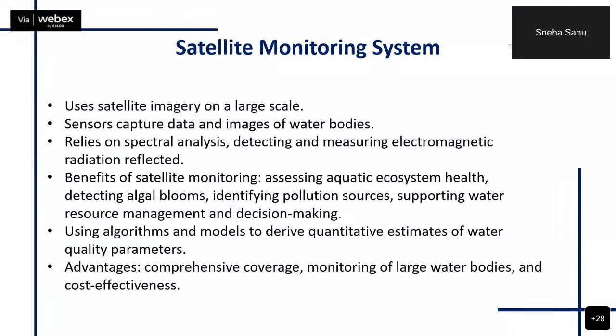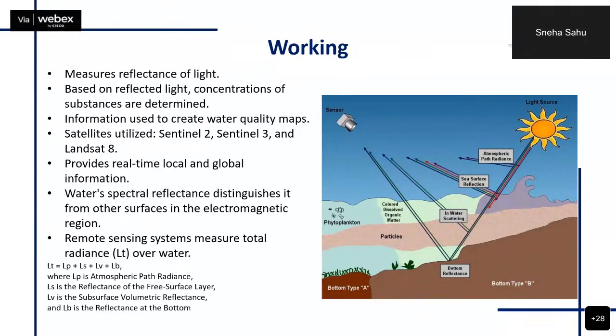It uses algorithms and models to derive quantitative estimates of water quality parameters. Now, the working of the satellite water quality monitoring system. The system measures reflectance of light from the water surface using satellite sensors. Based on the reflected light, concentrations of substances like chlorophyll, suspended sediments, and pollutants are determined. This information is used to create water quality maps for monitoring and identifying areas for further investigation.